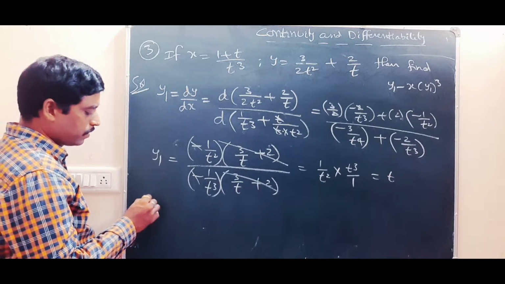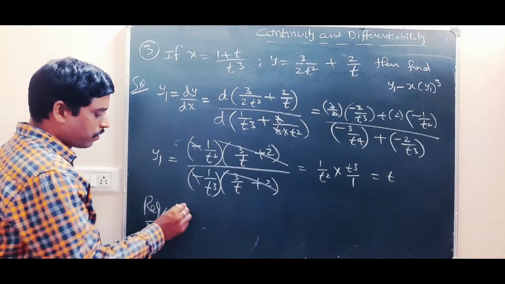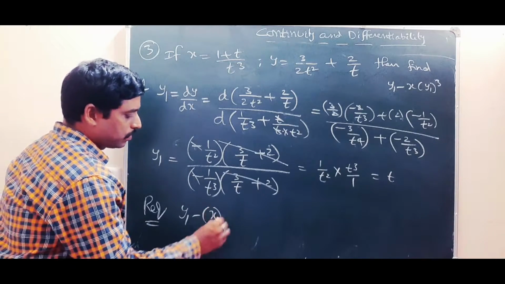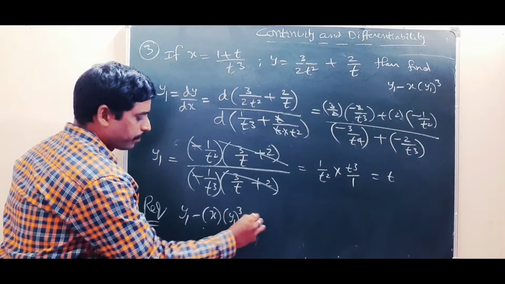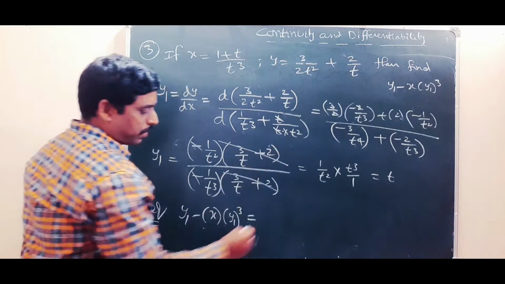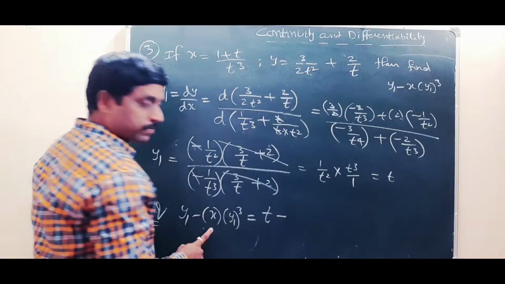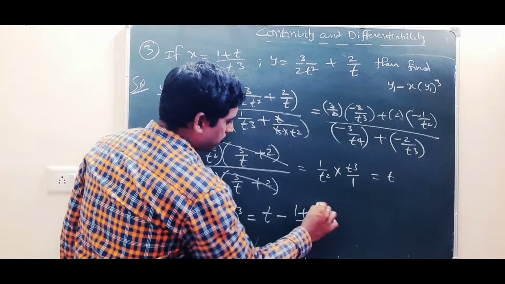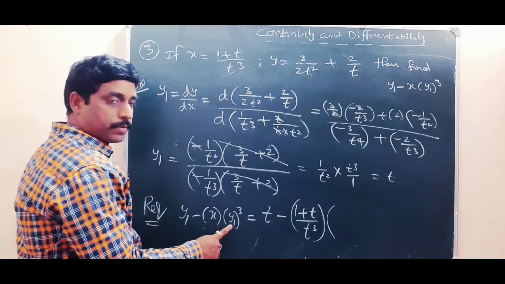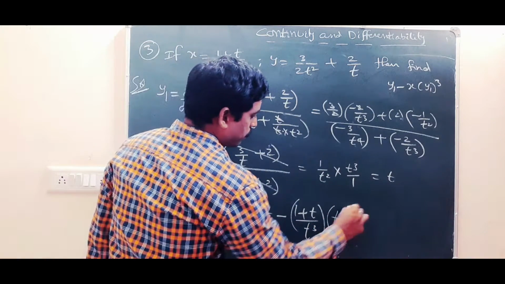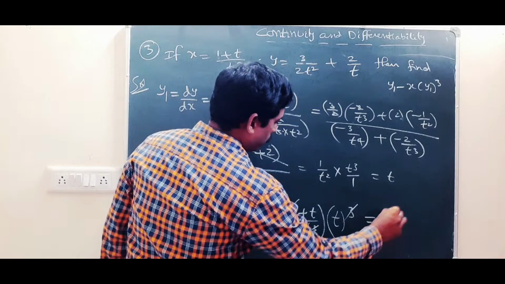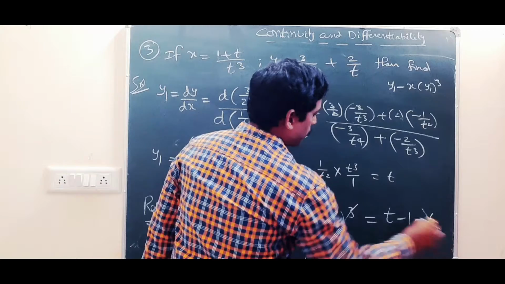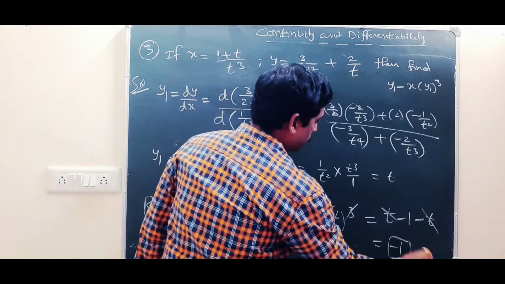But our target is y1 minus x into y1 whole cube. Y1 value we have got, t, minus x value. From the x statement, x value given is (1 plus t) by t cube, into y1 whole cube. Y1 whole cube is t cube. The t cube gets cancelled. It will be t minus, multiplied to all, minus 1 minus t. So minus t plus t gets cancelled. What is the answer? Minus 1.